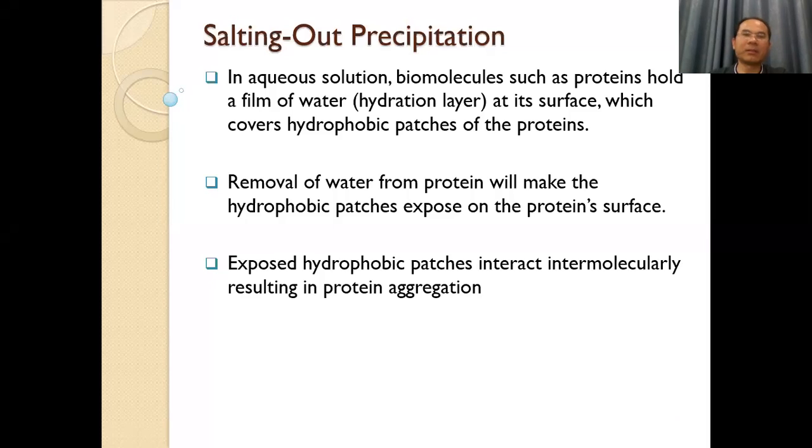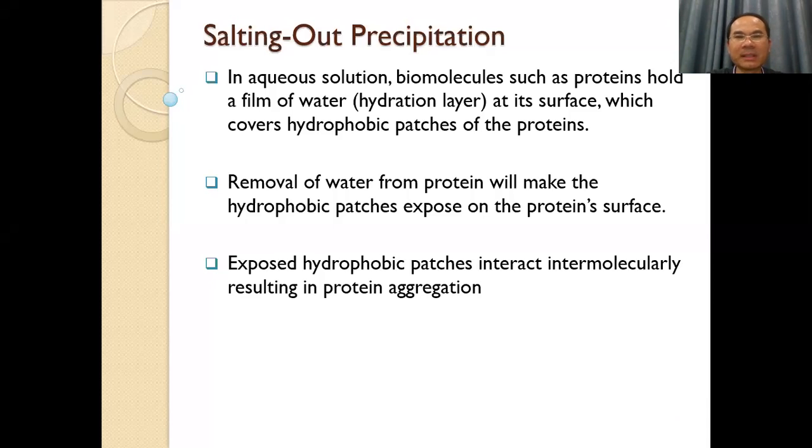Hello, everybody. Welcome to downstream processing in biotechnology and bioseparation processes. For this, we will continue with precipitation. Previously, I talked about the first technique, pI precipitation. For this technique, we call it salting out precipitation.